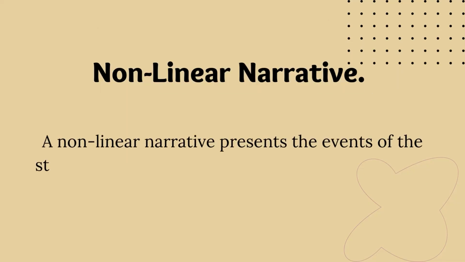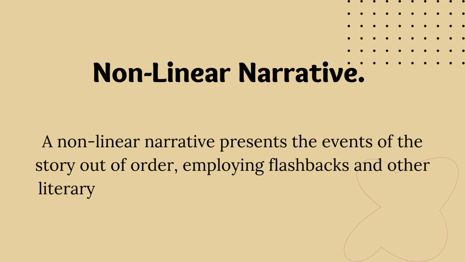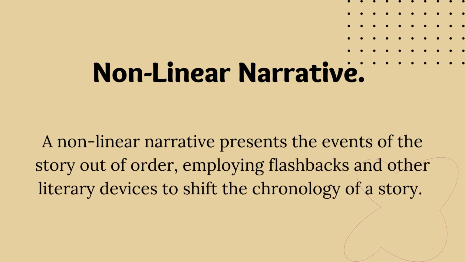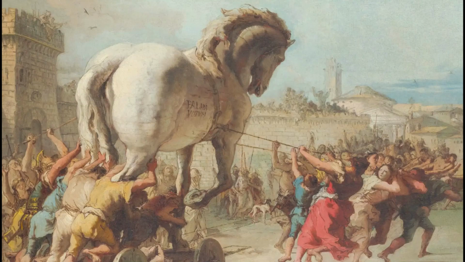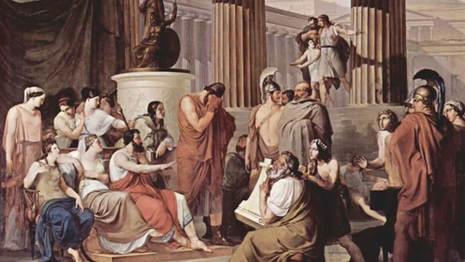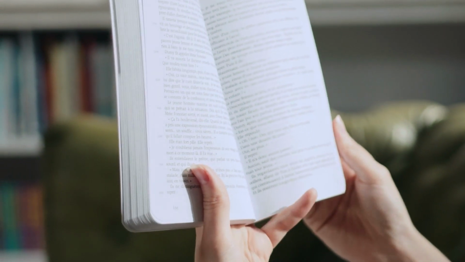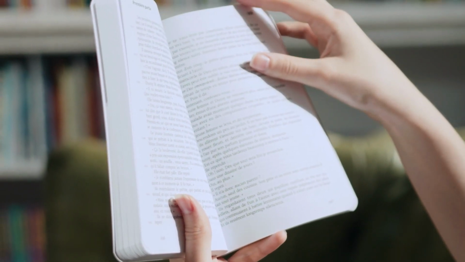Then you have a non-linear narrative, which presents the events of the story out of order, and it can use flashback and other literary devices to shift the chronology of a story. For example, in Homer's epic poem, The Odyssey, Odysseus's adventures are presented out of order. This has the effect of building suspense throughout the long narrative poem, and the reader is left to wonder, how did Odysseus' ordeals begin?